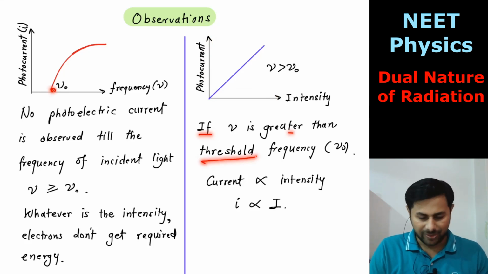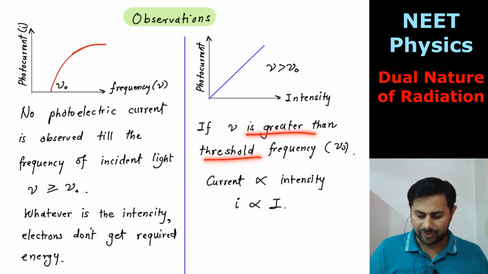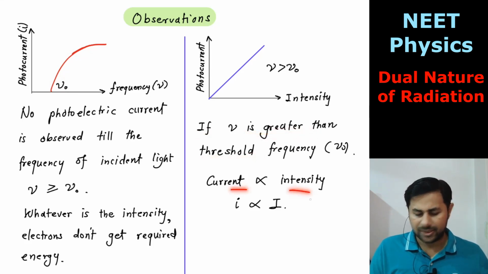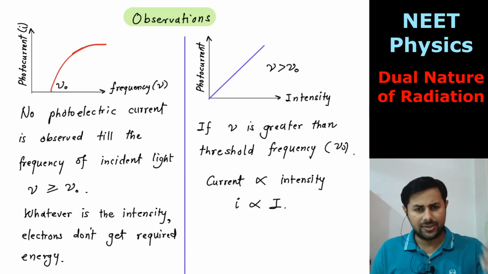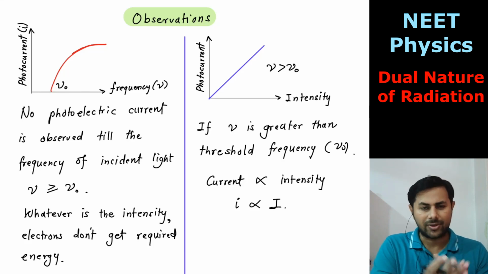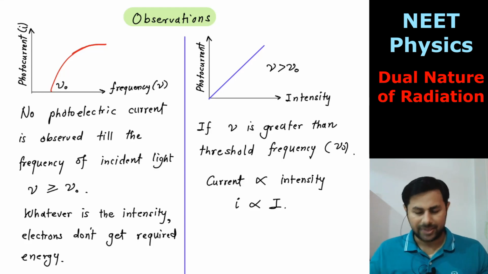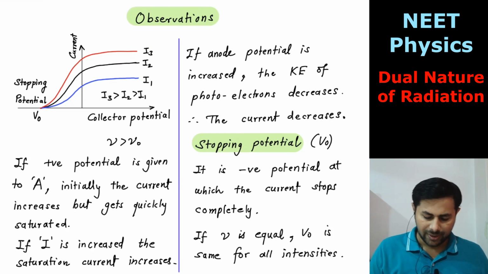Okay, the second graph says that nu is greater than the threshold frequency. So at a particular frequency of light called nu naught, the electrons come out of the metal surface, right? So if nu is greater than the threshold frequency, after that the current is directly proportional to intensity. That is your second graph. Now you increase the intensity, current increases, which means the number of electrons coming out of the metal surface per unit time increases. This is the observation from the second graph, right?